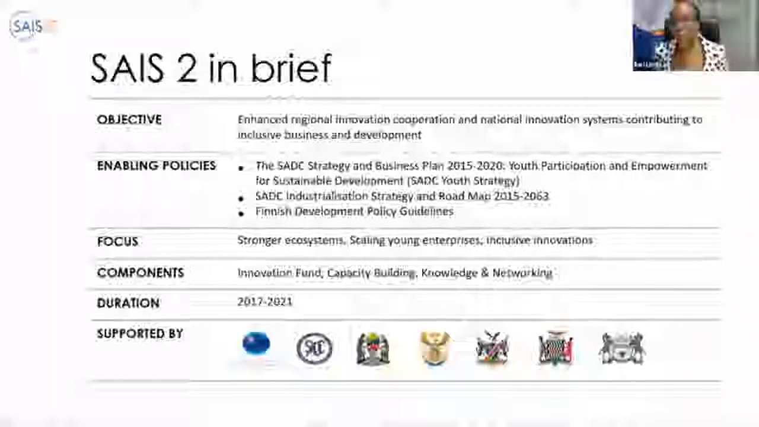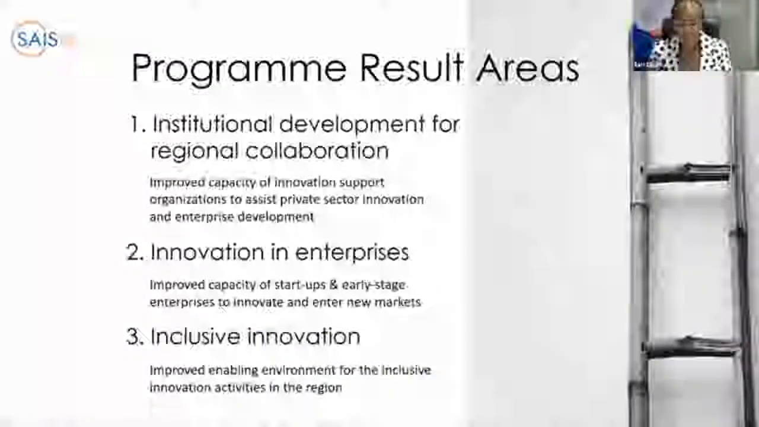And part of this community is also the SADC Secretariat. I need to re-emphasize that because this is a regional program and you all need to take significant note of that. So to measure the attainment of its objectives, SAIS has 3 result areas, and you see them now featured on the screen.